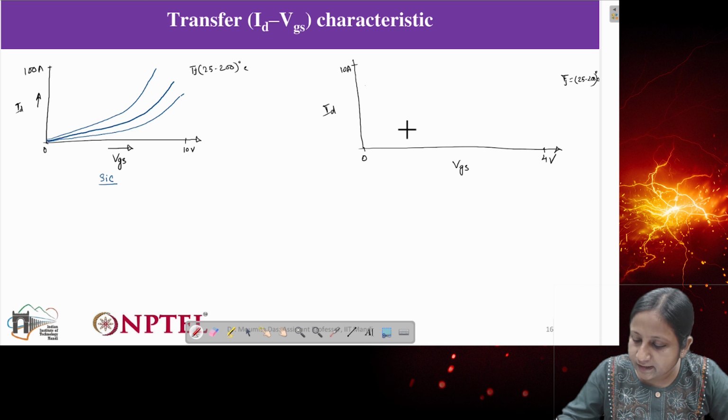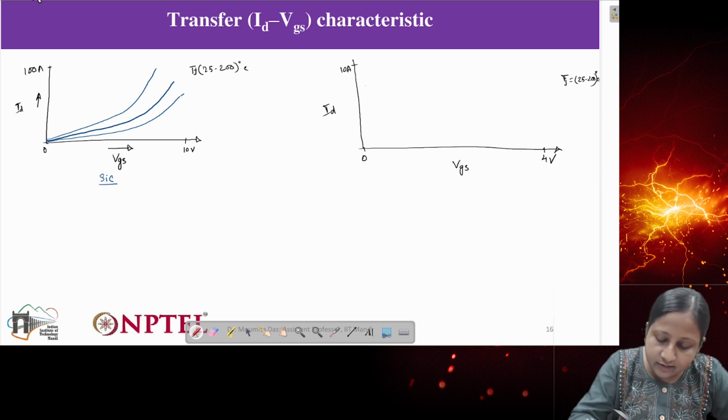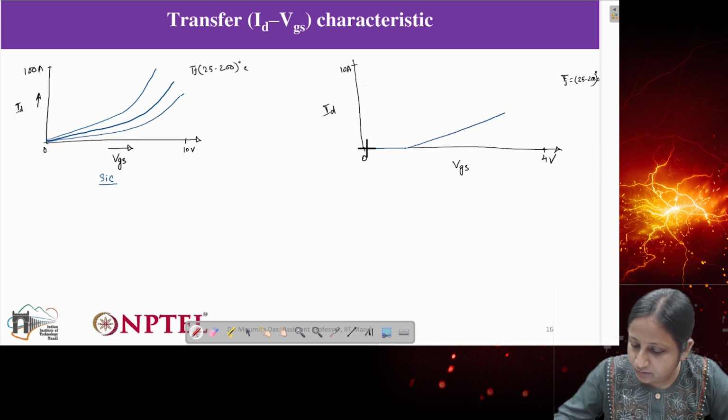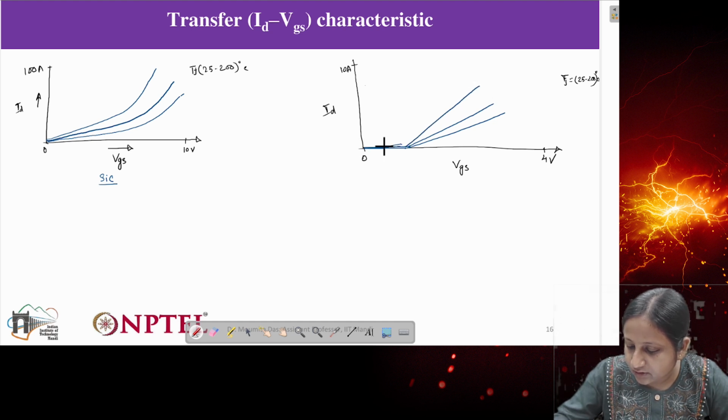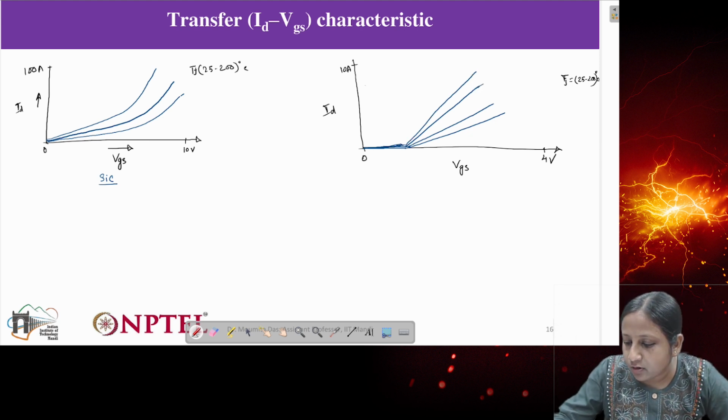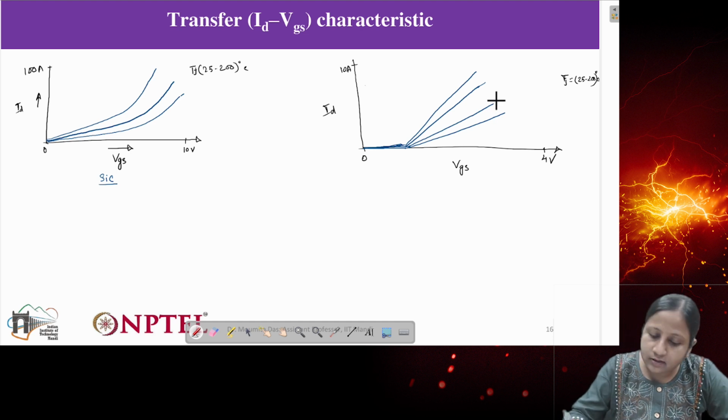Then the characteristics will vary like this. It will be constant for some time, then it will increase like this. Similarly, it will be constant for this time, and then it will increase like this. Then like this, it will change. So these are the different characteristics of the GaN device.